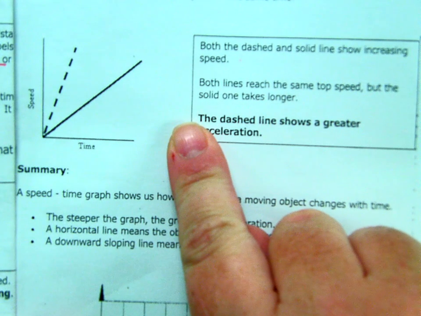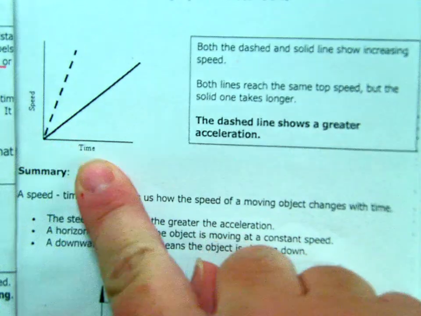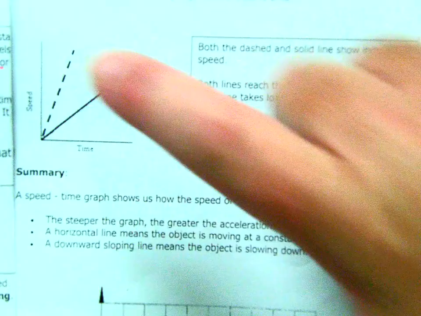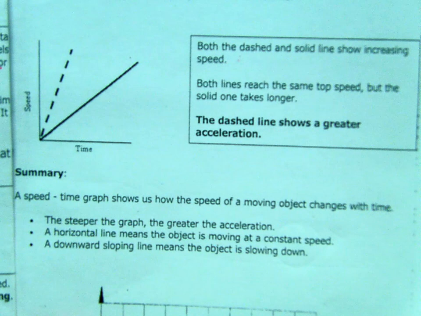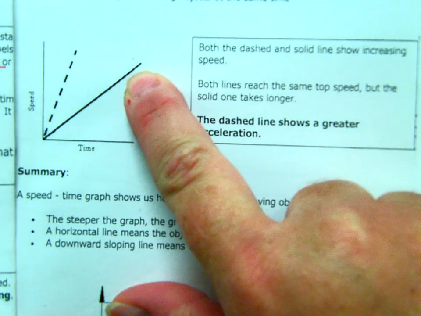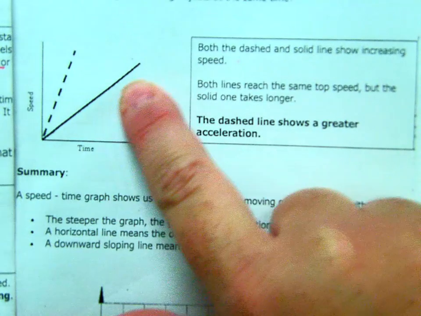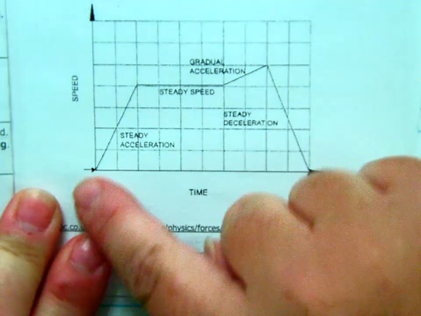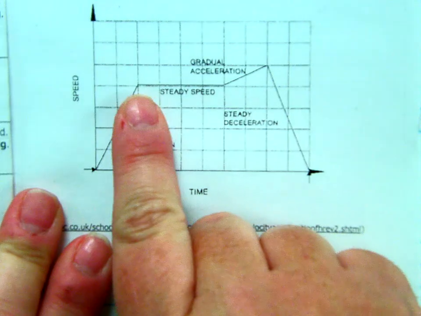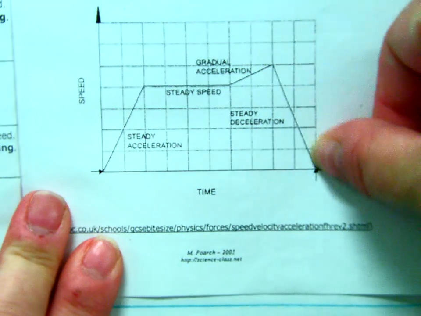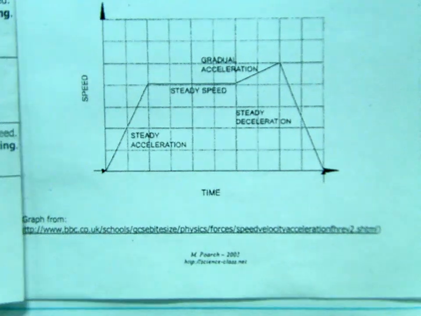And then here we have a speed time graph. This line represents an item that is going quicker than the item here. So it's accelerating much quicker than this item. And last, when you put them all together, we have steady acceleration, steady speed, acceleration, and then deceleration. So you're going to use these graphs today to help you with some questions.